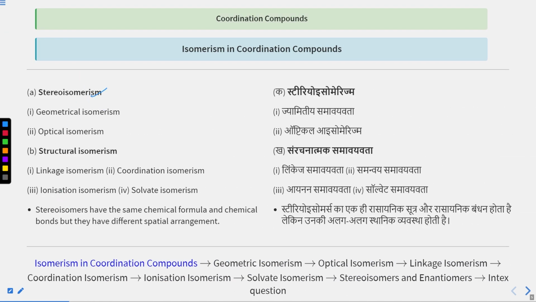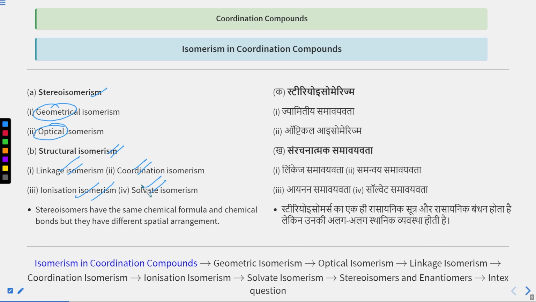So there are stereo and structural. Sorry, stereo and structural, not stereo and geometrical. In stereo, we will have geometrical and optical, whereas in structural, we will have linkage, coordination, ionization, and solvent isomerism. So, what is the meaning of stereo?